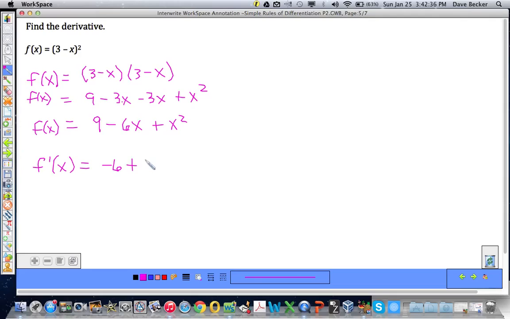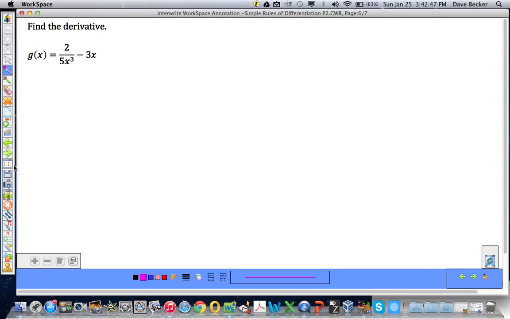And the derivative of x squared is 2x. Move the 2 out in front. 2 minus 1 is 1, which we don't write. So we're done there. Just 2 more.